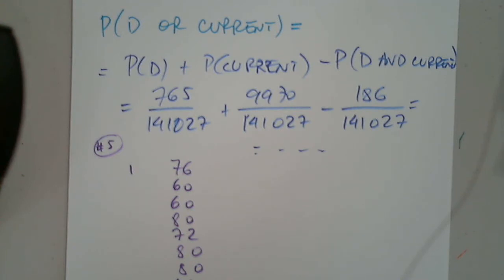It closed the whole thing. Okay. So we have to enter these scores. 76, 60, 60, 80, 72, 80, 80 again, 68, and 73. There better be 9.